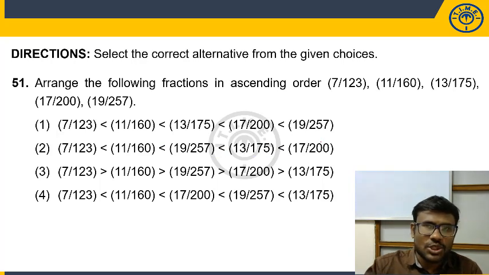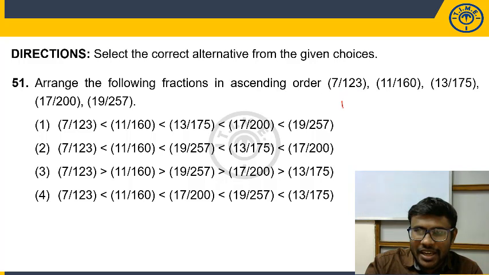Here comes the first question. Arrange the following fractions in ascending order. So we were given the fractions 7 by 123, 11 by 160, 13 by 175, 17 by 200 and 19 by 257. So what we do? We take the reciprocals of the given fractions.